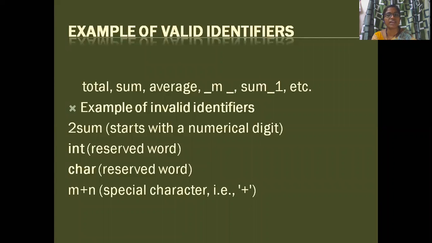I have taken some invalid identifiers also. 2sum is not valid because we cannot start with digits. And int is a reserved word, which is nothing but a keyword. I have told you, keywords cannot be used as an identifier. Char is also not allowed. And M plus N is also not allowed, because we are allowed to write only lowercase letters, uppercase letters, and underscore. Digits are allowed, but special characters are not. So M plus N is not allowed as an identifier, right?